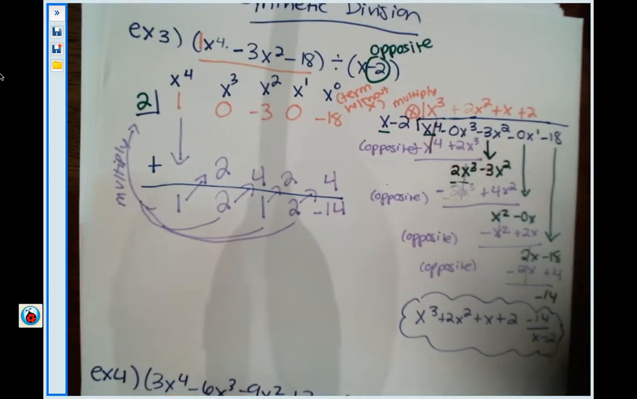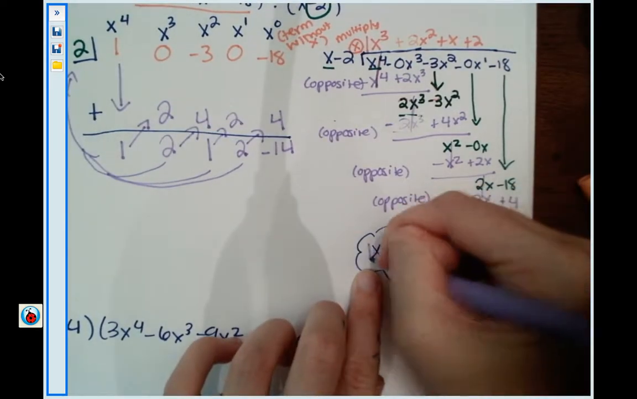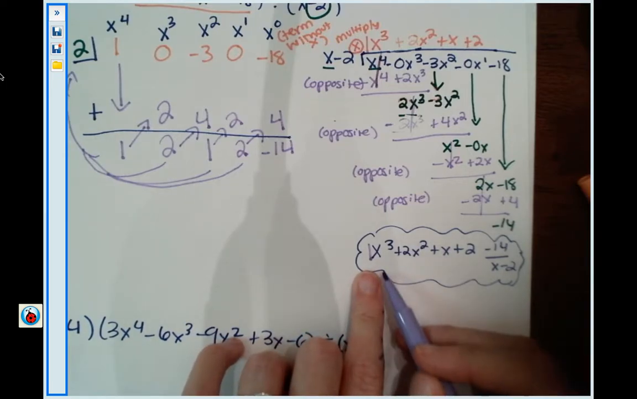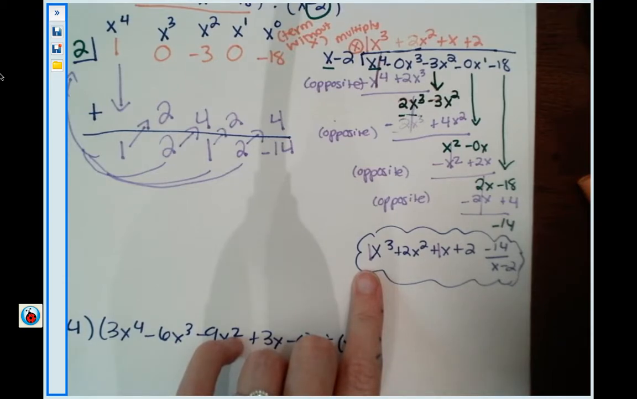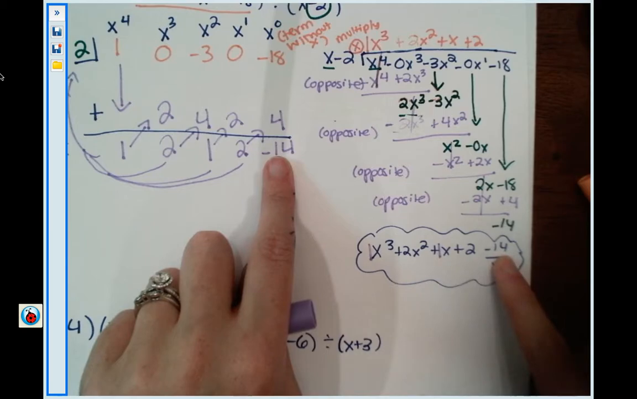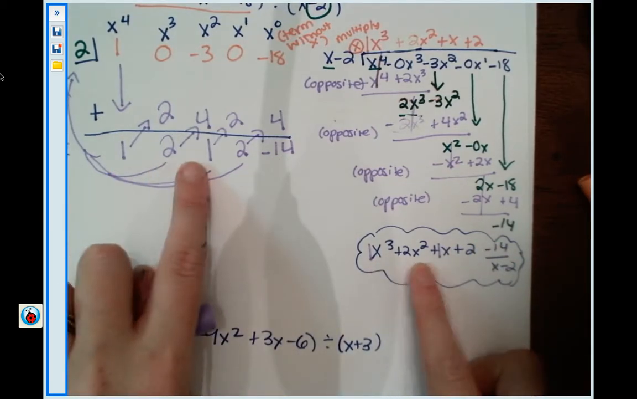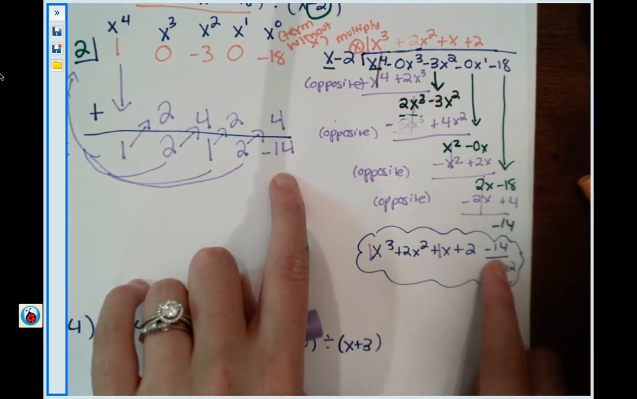Okay, you guys, we only have one more step in this whole process. So I want you to compare these two. I'm going to fill in the coefficients of the one that doesn't have coefficients. So secretly there's a 1 hiding out in front of the x to the third, and there's a 1 hiding out in front of the x. So if we look at these numbers, do they kind of look like these numbers? I got a 1, a 2, a 1, a 2, and a negative 14.